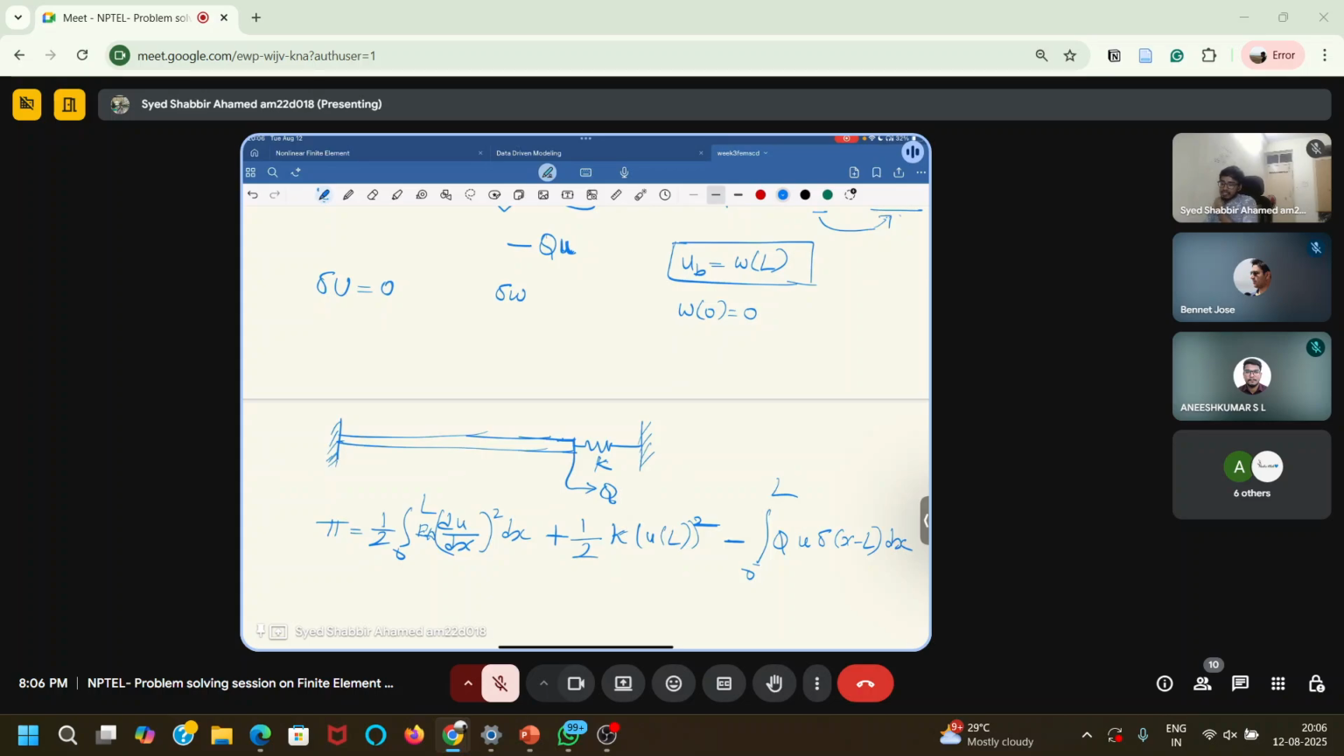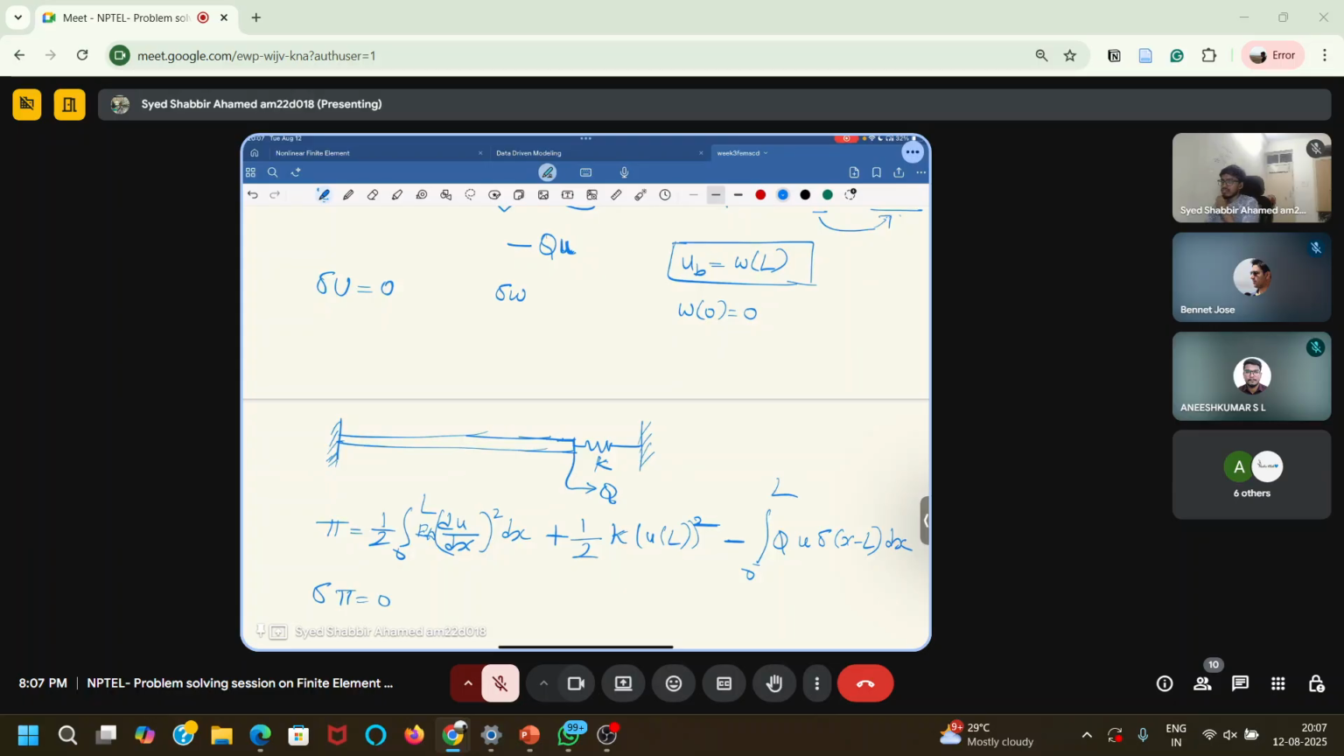If you integrate this and apply the variational, delta phi, if you make it equal to 0 and solve it, like whatever we have done, do integration by parts, you will get the governing equation. And then you can solve the first question and also the second question. You can do it without any trouble.